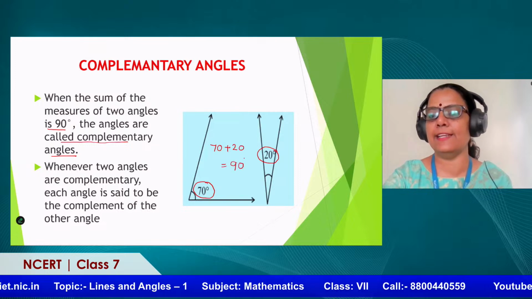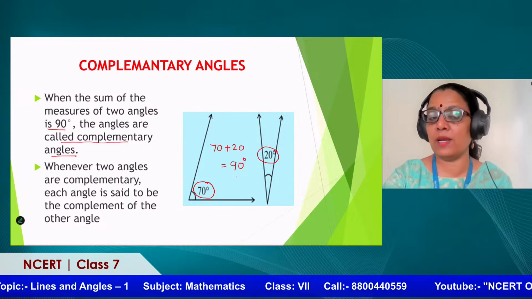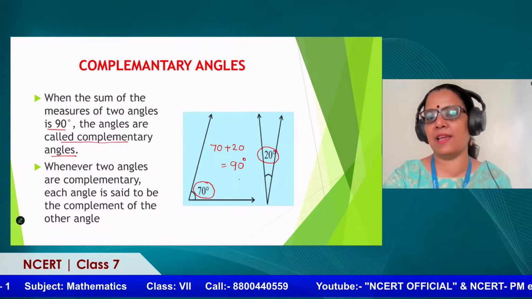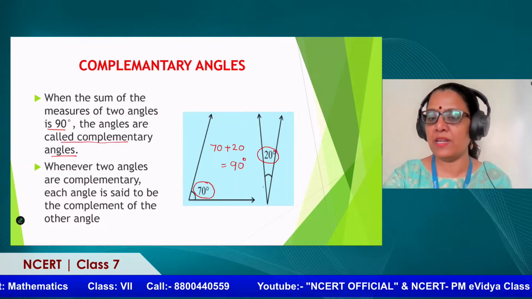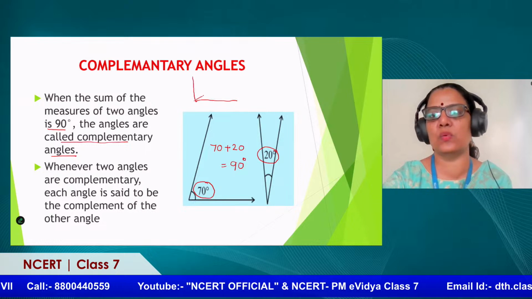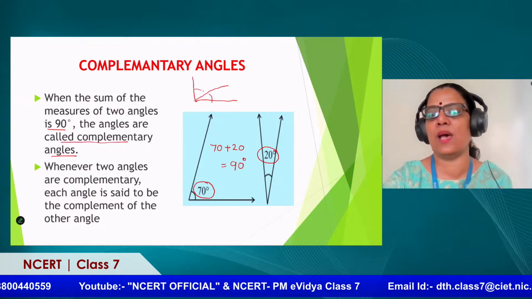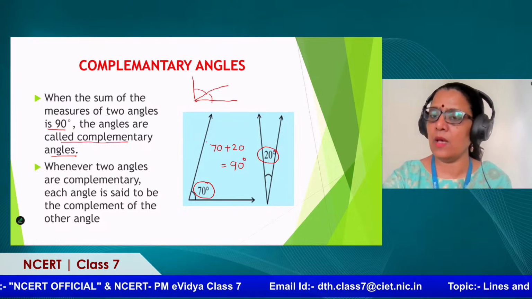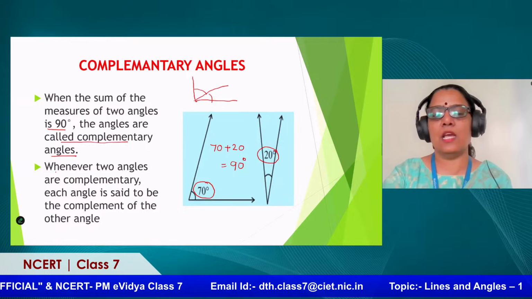90 degree, and another term for 90 degree is right angle, right? The sum should be a right angle. So you can have different angles. Also remember, we can have adjacent angles, where you can add up these two angles as 90 degree also. It can be an adjacent angle or it can be two separate angles.